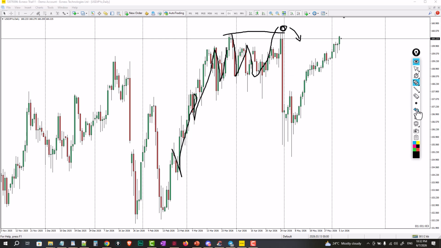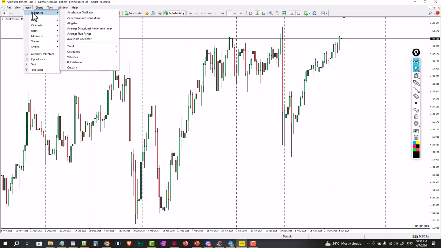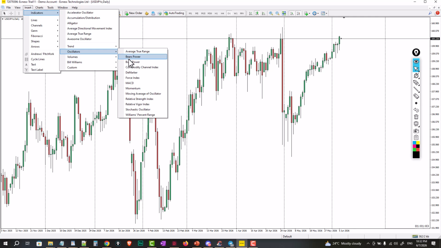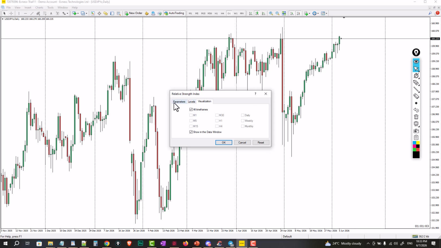Now let's quickly add a simple oscillator for this example. Let's click on Insert. You can use the stochastic oscillator, but let's use the relative strength index, because with the stochastics there are two lines and you have to pay attention to which one you're looking at. The RSI is only one line, which makes it very simple to analyze divergence. We're going to use the default period, which is 14, and we're just going to leave the levels.